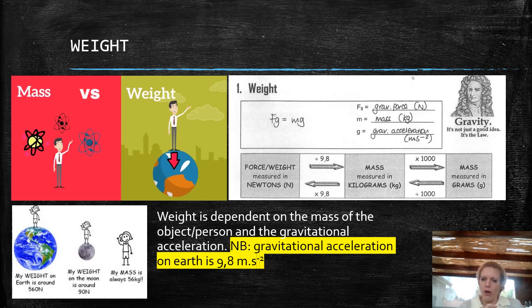There's also a little block at the bottom to show you how you would convert these quantities. And I think we did a little bit of this in SI units. We touched on this a little bit. So if I wanted to figure out the force, the weight, I'm going to take mass times 9.8. If I wanted to figure out the mass, I'm going to divide by 9.8. And then we look at grams and kilograms. You guys already know this. You should be super comfortable with this. It's important to remember that weight is dependent on the mass of the object or the person and the gravitational acceleration.